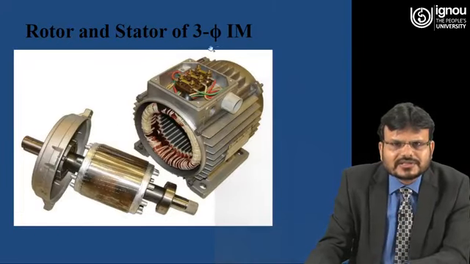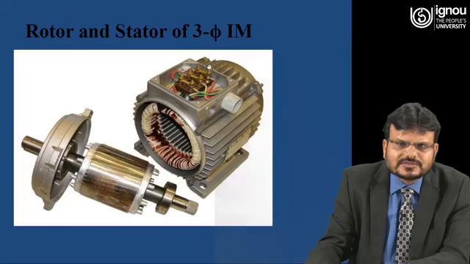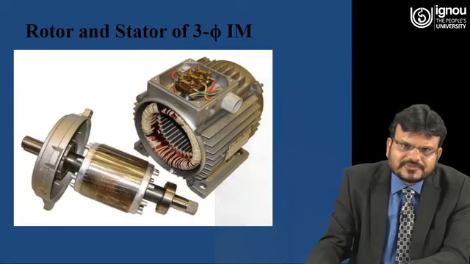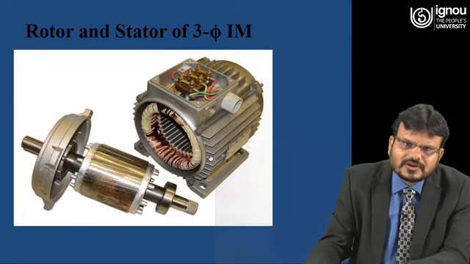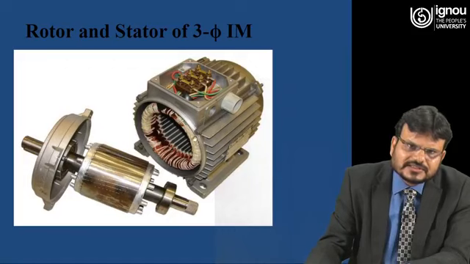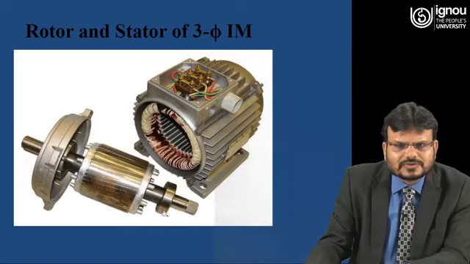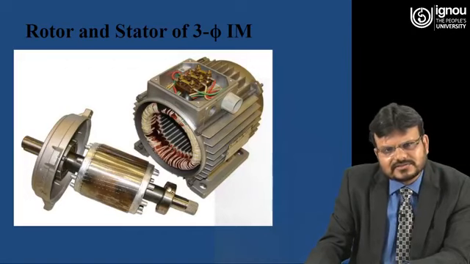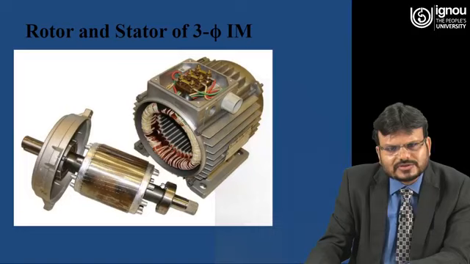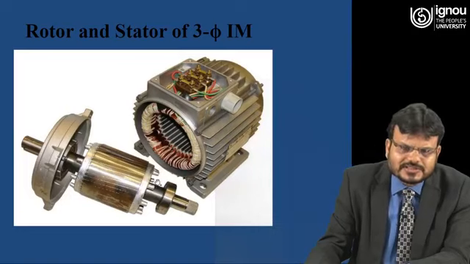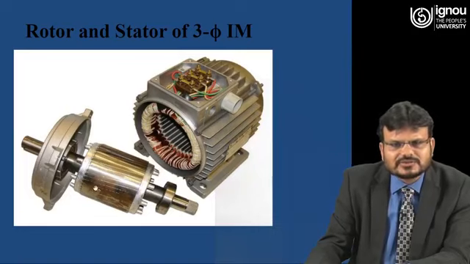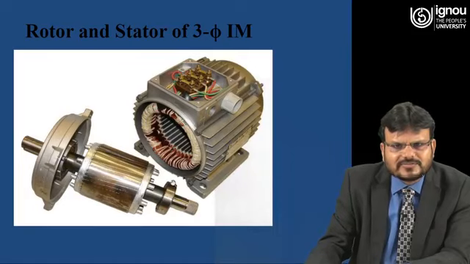This is a rotor and stator of the three-phase induction motor. Basically, this outer part is a frame, or you can say this is an enclosure. This winding that you can see here is the stator winding, and this part is a rotor, which may be the squirrel cage rotor or it may be the slip ring rotor. In this particular diagram, this is a squirrel cage rotor. Here you can see this one is a rotor, this is a shaft, this is a bearing.